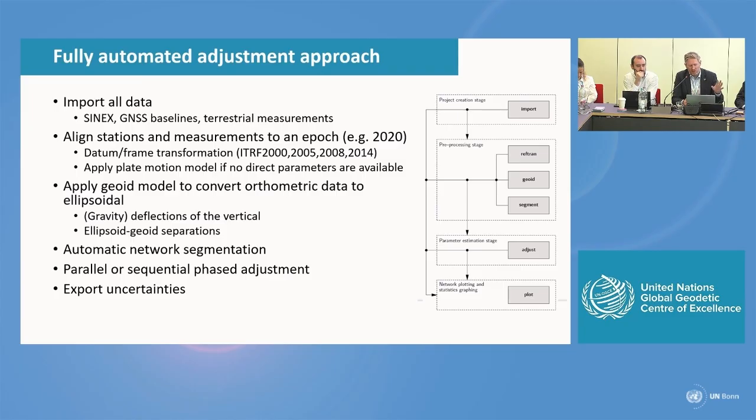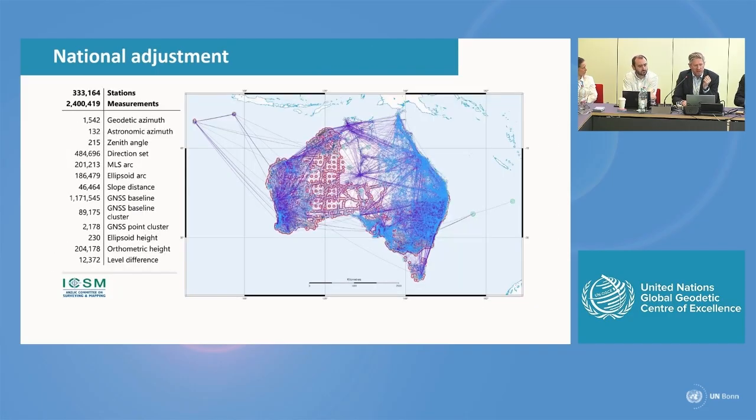And this can be done in a range of different ways. It can be done parallelized or sequentially phased. That really comes down to what computer or supercomputer you choose to use. So here's an example of why you need to do it that way. We did an adjustment that had over 300,000 stations and over 2.4 million measurements that went into it from all different data types. Azimuth data, ellipsoidal data, slope distances, GNSS baselines, orthometric heights, leveled height differences.